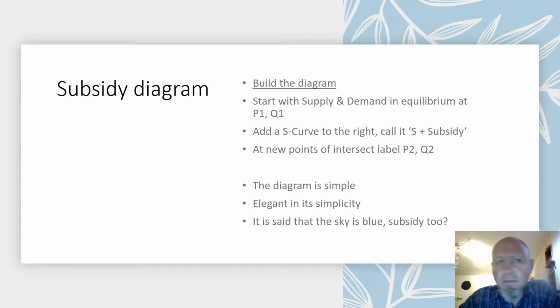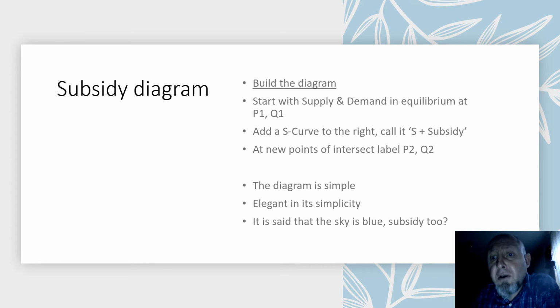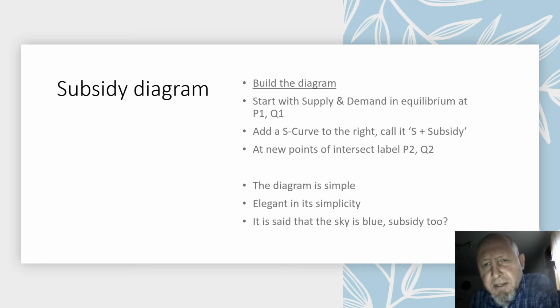So, subsidy diagram. Let us build that diagram. Well, start with your supply and demand in equilibrium at P1, Q1. And add an S-curve, this time to the right, and call it S plus subsidy. The diagram is simple. It is elegant in its simplicity.